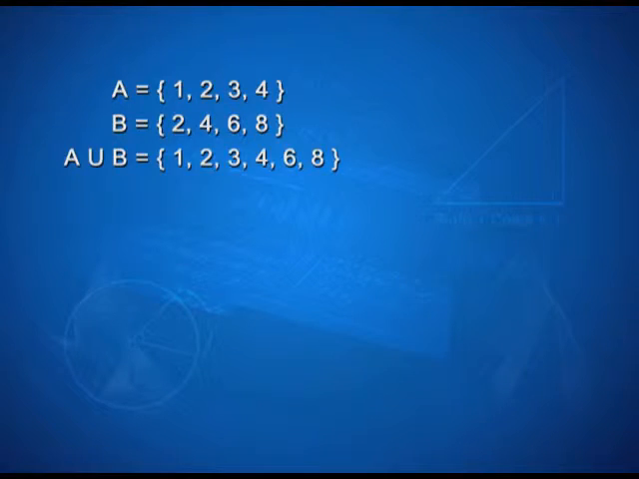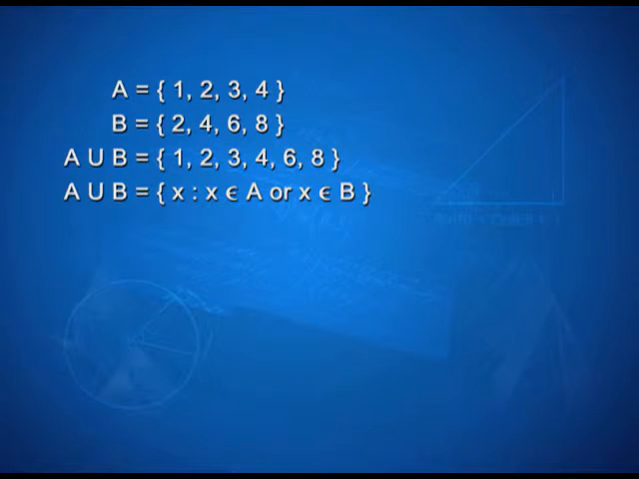Union is represented by this symbol and it is written as A union B. Let me explain the union of sets in detail, taking the help of an example. Let A be a set containing the elements 1, 2, 3 and 4 and B be a set containing the elements 2, 4, 6 and 8. Then A union B will be the set containing all the elements of set A and all the elements of set B, taking the common elements only once. That is, the set contains the elements 1, 2, 3, 4, 6 and 8.